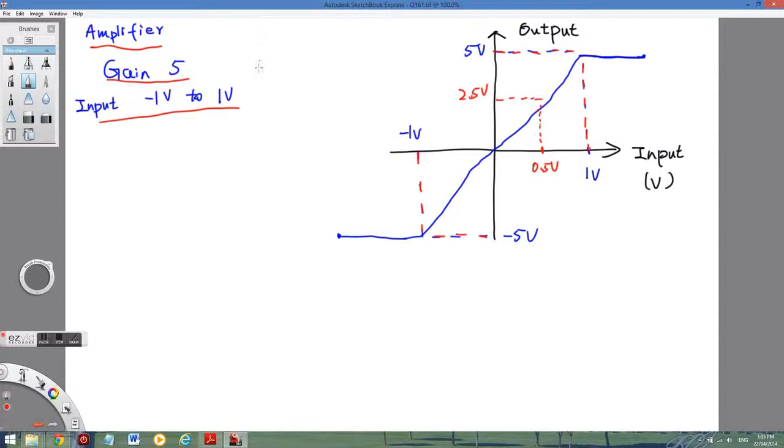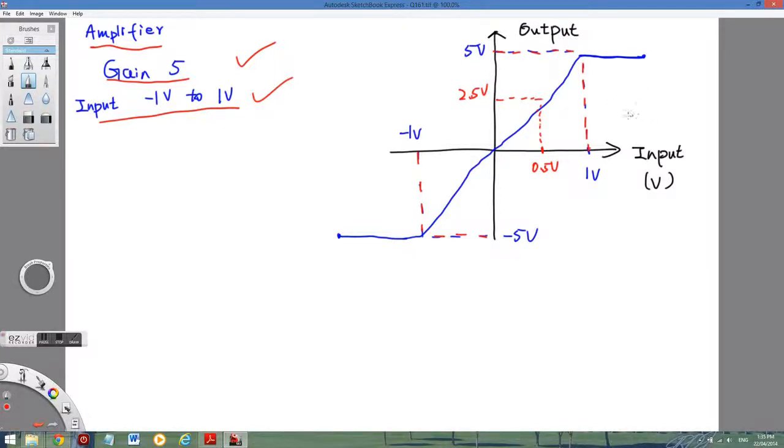Now, your task in year 12 is actually to be able to read this diagram. So the idea is that if I give you this graph, you need to be able to tell me the gain. You need to be able to find out the gain from the graph and the input range from the graph, and be able to tell me the output if I give you an input.